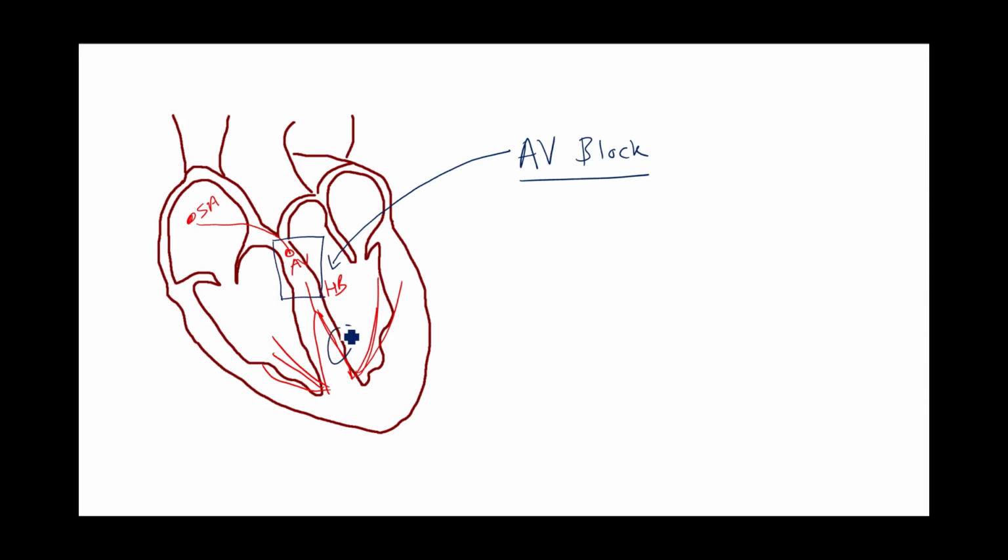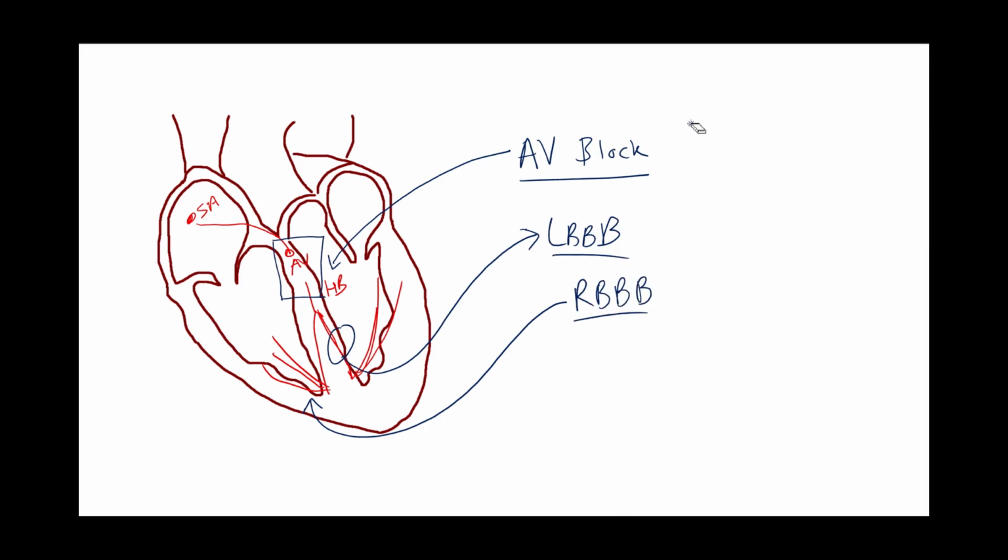If there was damage to the left bundle branch, we can develop what is called a left bundle branch block. And similarly, if there was damage to the right bundle branch, we can develop a right bundle branch block. There are four types of AV blocks you need to be able to recognize. Those are the first degree, the second degree type 1, the second degree type 2, and finally the third degree. We're going to go through all of these in this video.